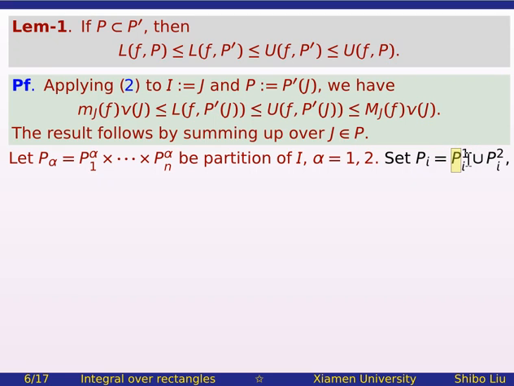P1i is the partition of the i-th edge of I with respect to the first partition P1, and similarly P2i. So we take the union of their points. So Pi is also a partition of the i-th edge of the rectangle I.